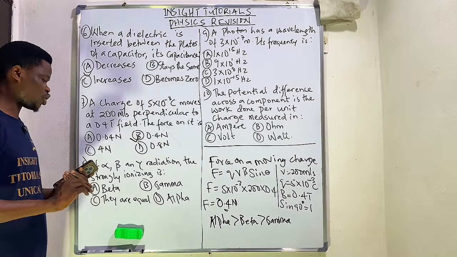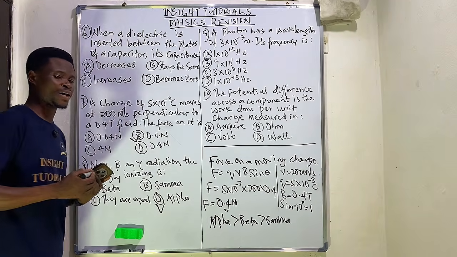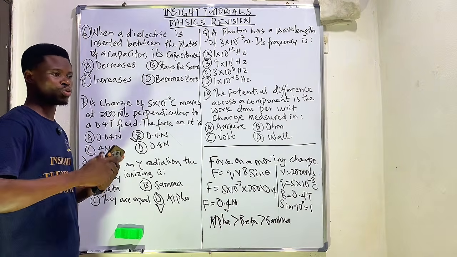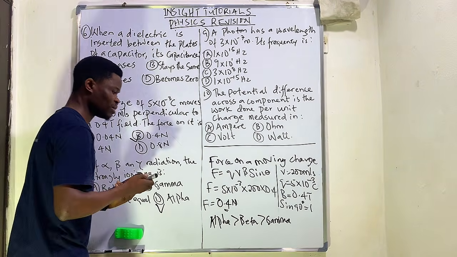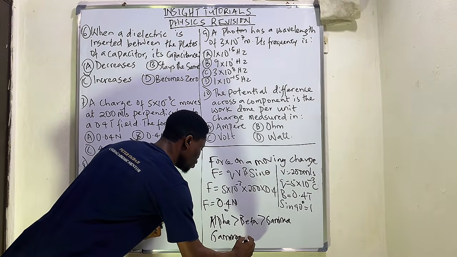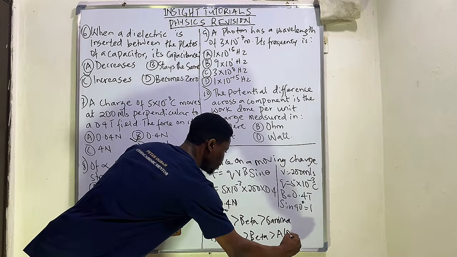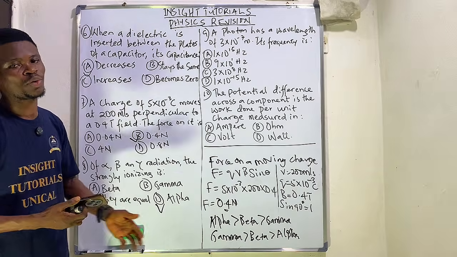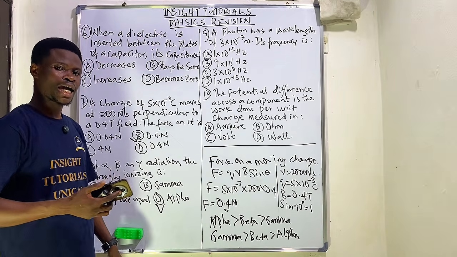So it happens that the correct answer to this question is the alpha. Now, if you are asked in terms of penetration, as in which one has the highest penetration, what I wrote there is reversed. In terms of highest penetration, you start with the gamma, then the beta, then the alpha. So it happens that the alpha particle has the lowest penetrating ability, but it has the highest ionization ability.